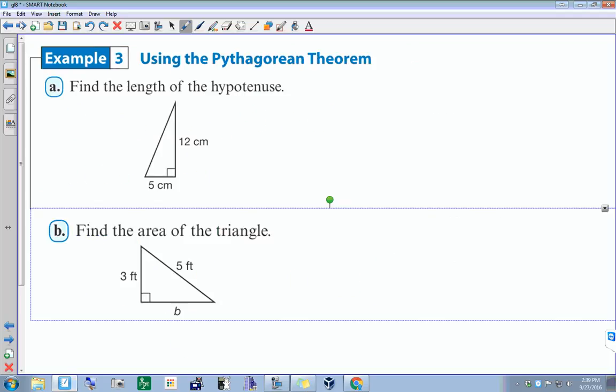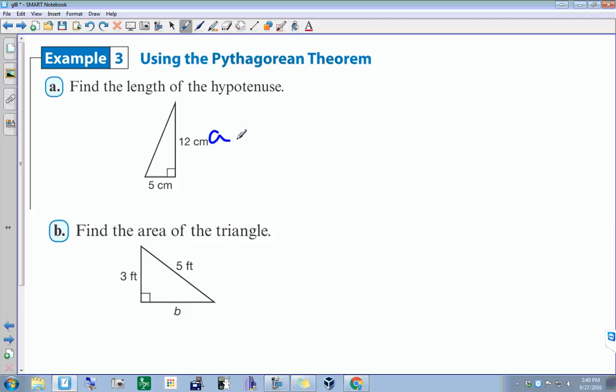Now, fun stuff. Pythagorean theorem. I want to find the length of the hypotenuse. When you're first starting off with this, I would recommend drawing things out and identifying which is A and which is B and which is C. So where could I put A? 5, 12, or the other side? 12. Okay, so I'm going to put A here. Which one should I put B on now? 5. I'm going to put that down here. So that means C has to be here, correct?